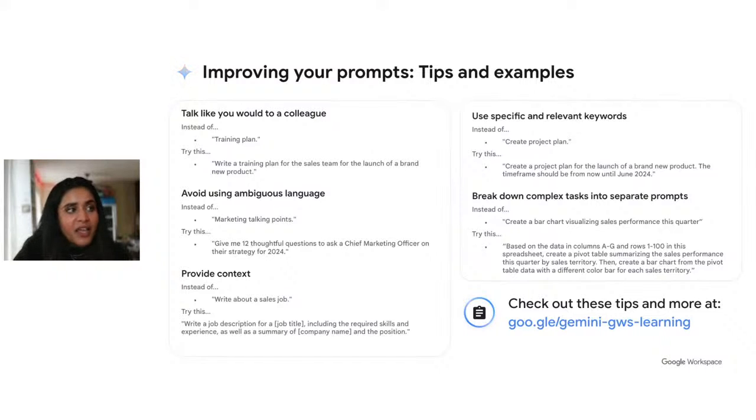So instead of saying, write a sales job, that could be any sales job. Instead, you can say, write a job description for whatever job title, for example, a sales manager, a product manager, customer success manager, and you can specify, include the required skills and experience as well as summary for the position.